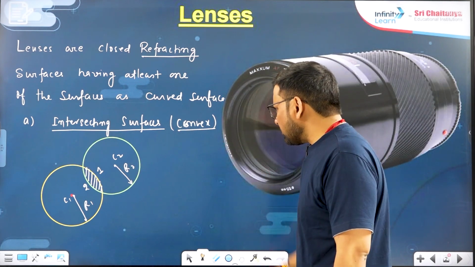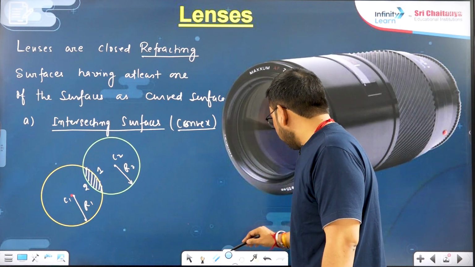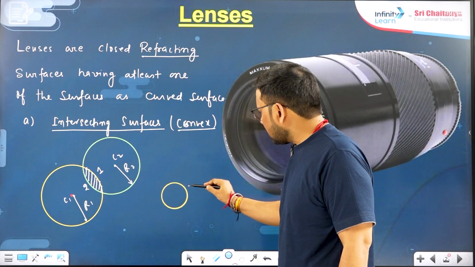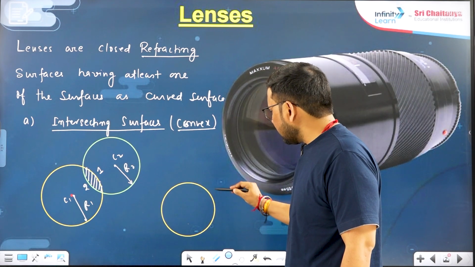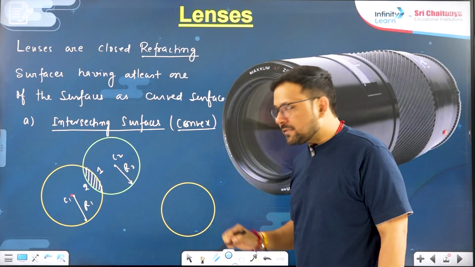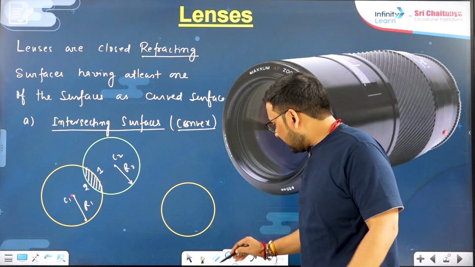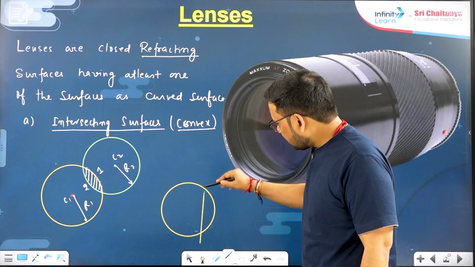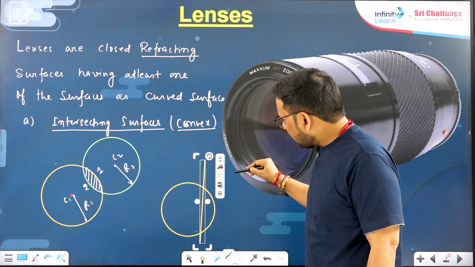We can have one more discussion here, one more diagram. Please have a look. Suppose I am making one sphere here, that is the spherical body, and in this spherical body I am taking another one like this, okay.